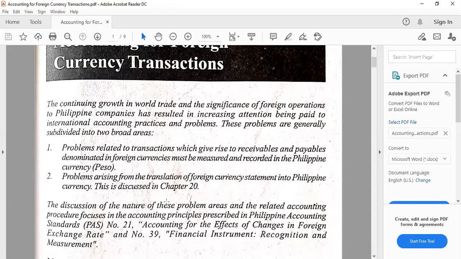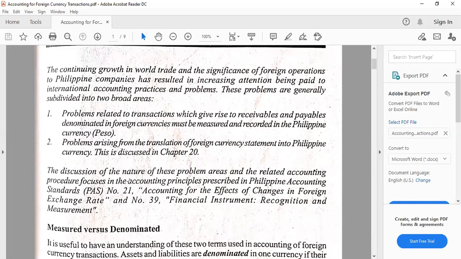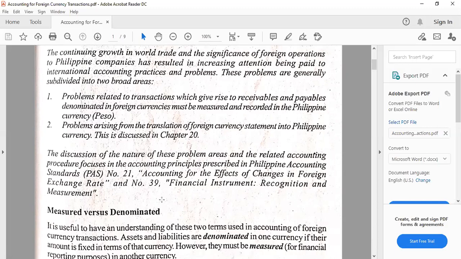Now for this chapter, number one, these are the transactions that we are going to look into. For our discussions, we are going to refer to IAS 21, accounting for the effects of changes in foreign exchange rates. For this one, it would be PFRS 9, financial instruments recognition and measurement, because the earlier standard has been superseded already.